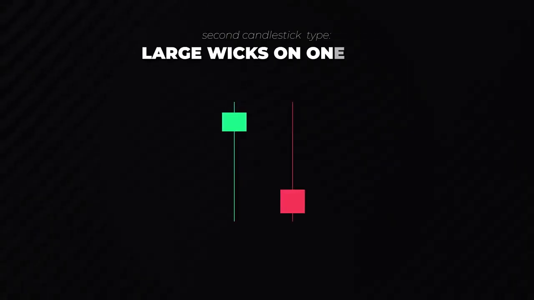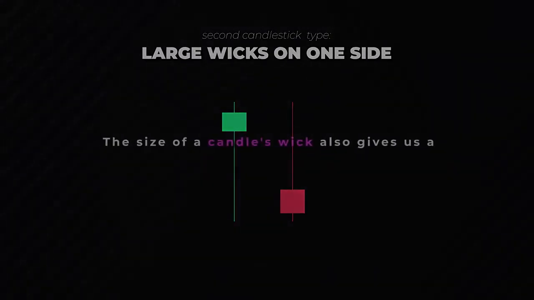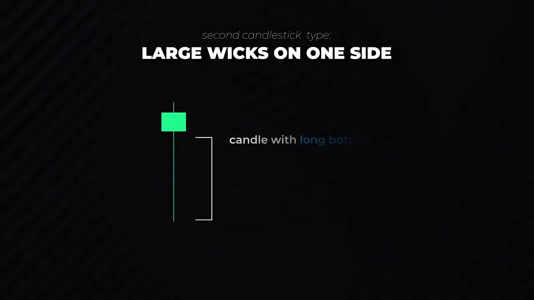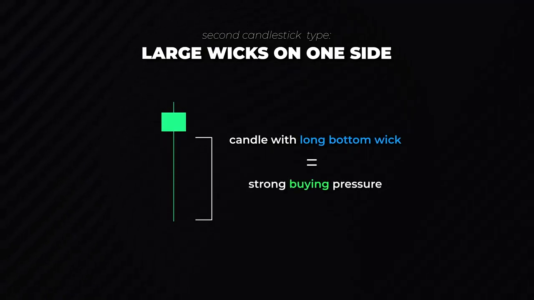The second type is candles with large wicks. The size of a candle's wick also gives us valuable information about price action. For example, a candle with a long wick on the bottom side indicates significant buying pressure.